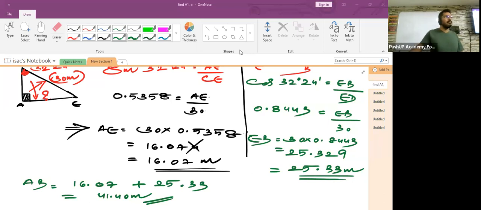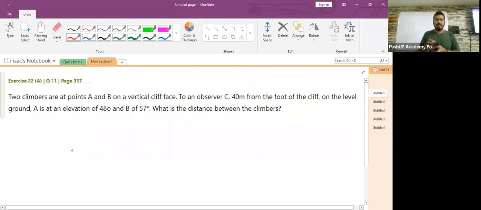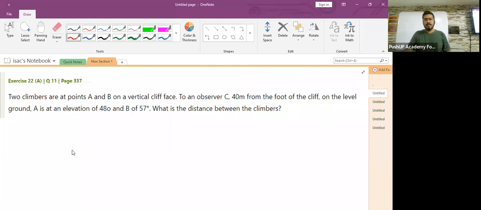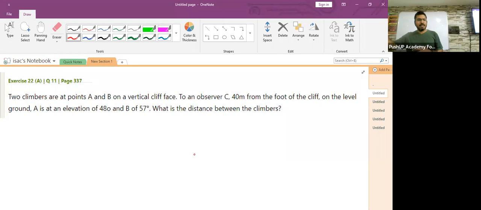Are we done, children? Let's do the next sum. Where is Alvin? All right. 2 climbers are at points A and B on a vertical cliff. To an observer C, 40 meters from the foot of the cliff on the level ground, A is at an elevation of 48 and B at an elevation of 57. What is the distance between the climbers?